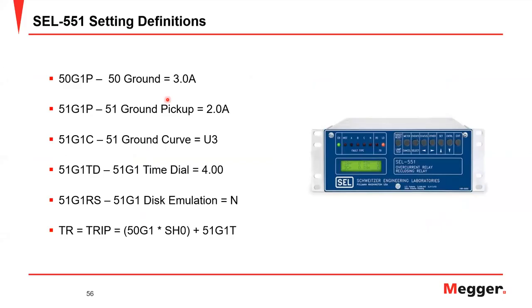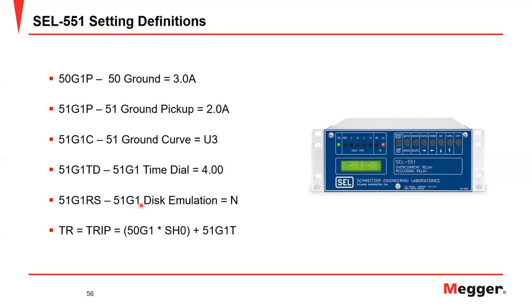I've used very low settings, no point in straining the relay. We're going to be testing the 50 ground number 1 pickup point is set to 3 amps. The 51 time overcurrent ground number 1 pickup point is just set to 2 amps. I'm testing a U3 curve, and I'm testing a time dial 4.